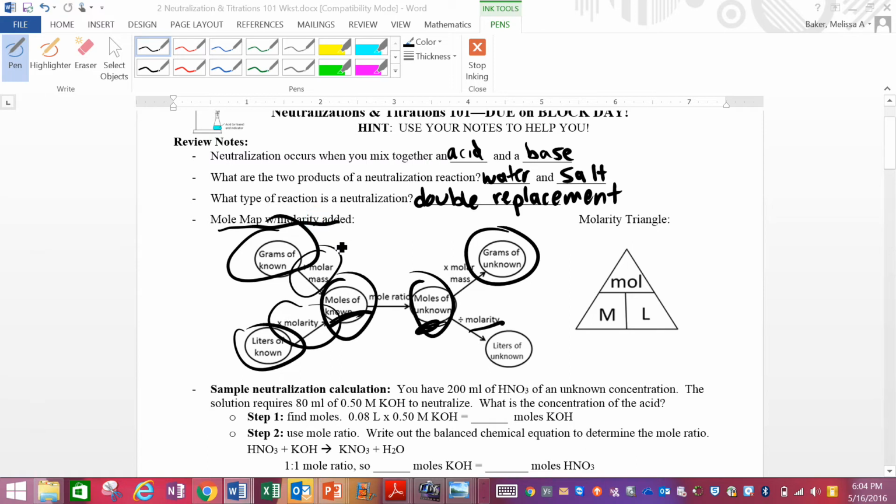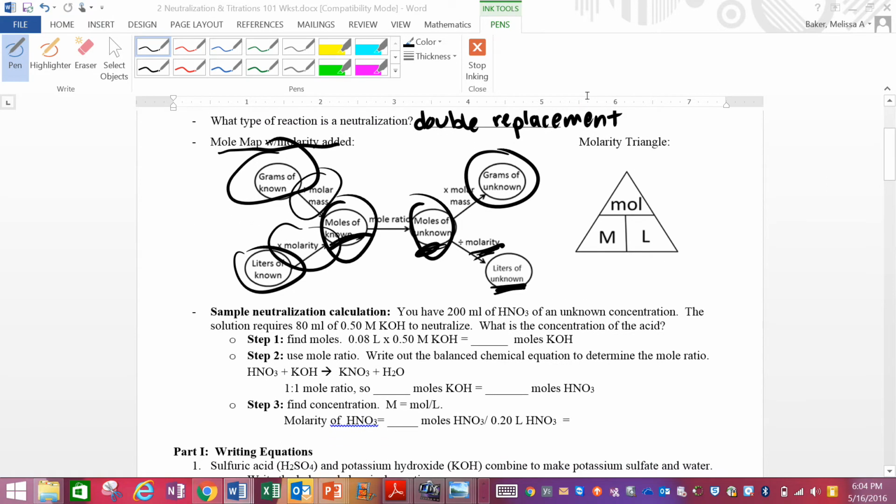Divide by liters to get the unknown concentration, or this one says divide by molarity to get liters of your unknown that you would need to add in order to produce a molarity. You'll see as we get through some problems when you would use which situation. There's also a molarity triangle here, just to remind you. Molarity is moles divided by liters. If you want to calculate moles, you do molarity times liters. And if you want to calculate liters, you do moles divided by molarity.